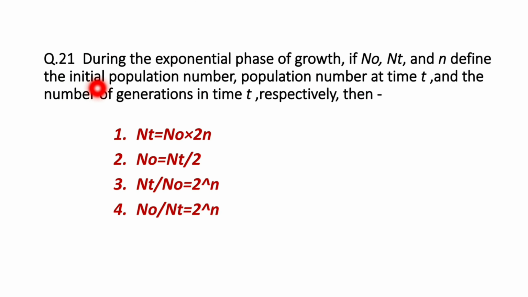Question number 21. During the exponential phase of growth, if N0, Nt and n define the initial population number, the number at time t, and the number of generations in time t respectively, then the options are: Nt equal to N0 into 2n, N0 equal to Nt by 2, Nt by N0 equal to 2 to the power n, or N0 by Nt equal to 2 to the power n. The right answer is option 3, Nt by N0 equal to 2 to the power n.